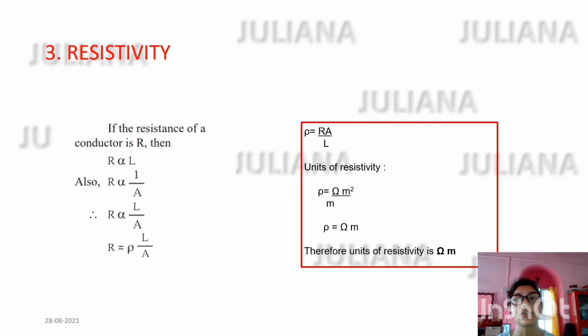The symbol used is rho. Rho is equal to resistance into area upon the length, so rho is equal to R A upon L, and the unit for resistivity is ohm meter.